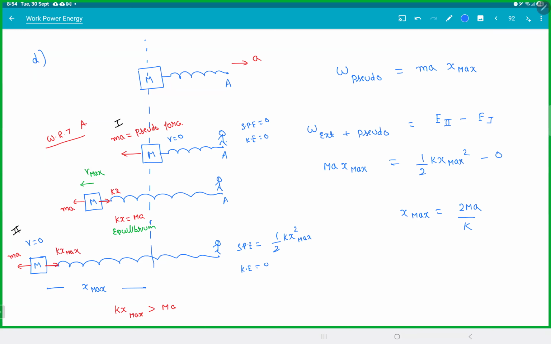No. See, spring is never giving the energy. Pseudo force is giving. Spring is always absorbing. Whatever work the pseudo force did to increase the velocity, the spring will now take that much. Or the work done by the entire pseudo force went into the spring only. All clear with this?